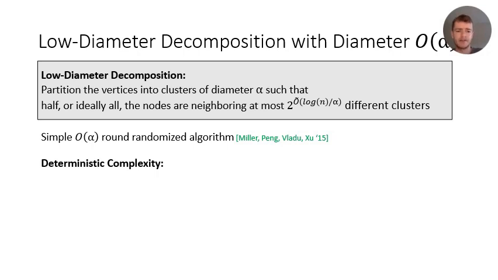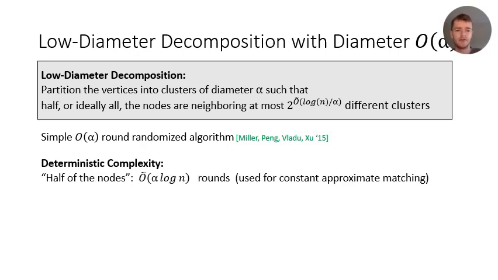The deterministic complexity that we get for these decompositions is as follows. If you want that half of the nodes are good, so that half of the nodes neighbor not too many different clusters, then we can achieve a round complexity of roughly alpha times log n. And this decomposition is used for the constant approximate matching. In a slight variation of it, the variant where we want all the nodes to be good, we achieve a round complexity of roughly alpha squared times log n. And this variant is used for maximal independent set.